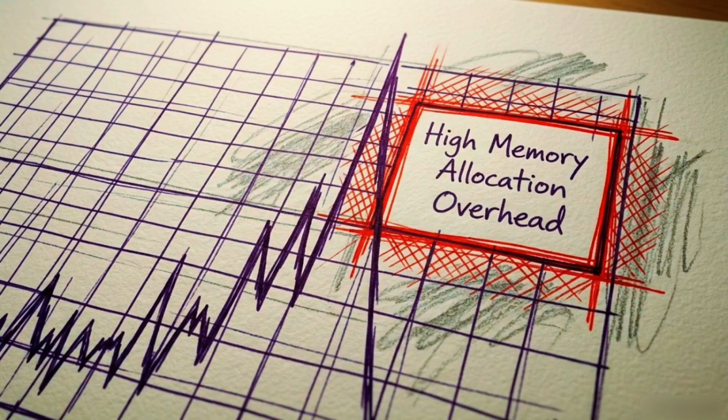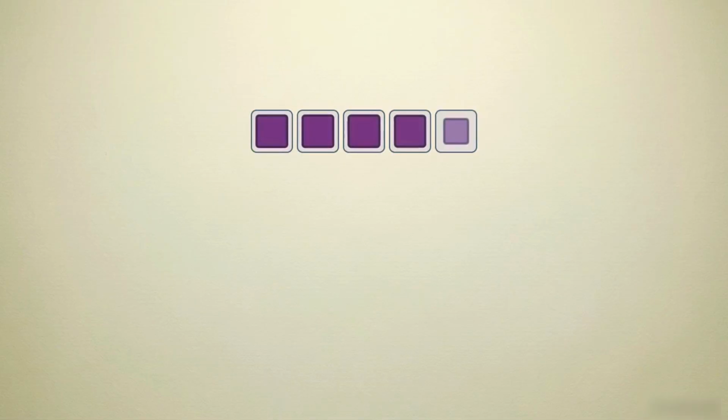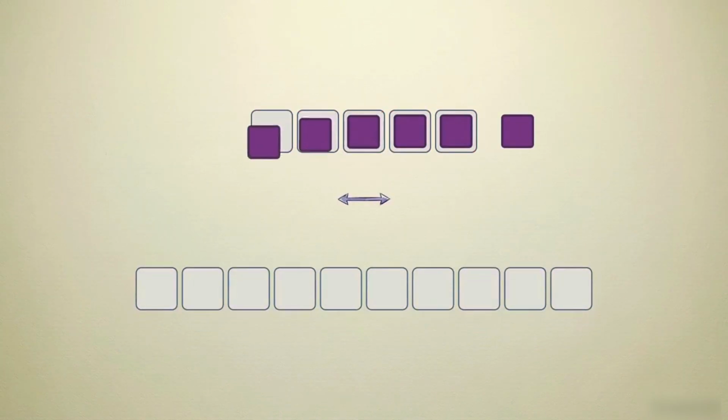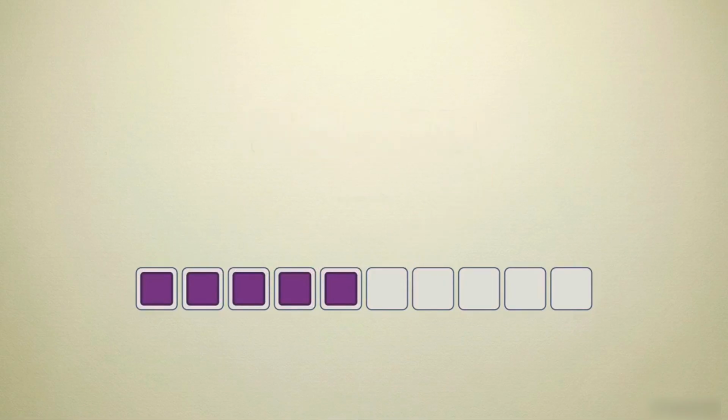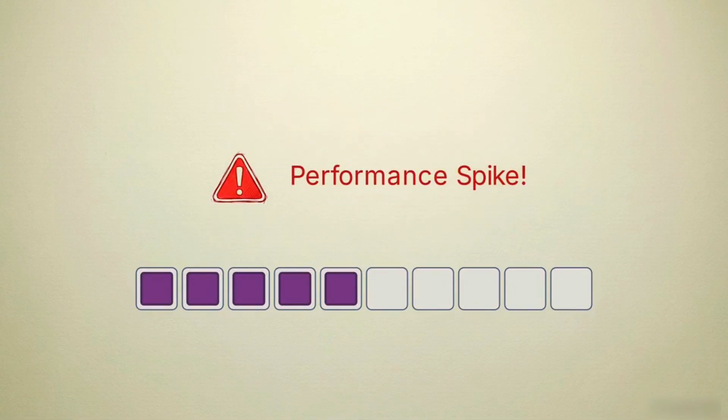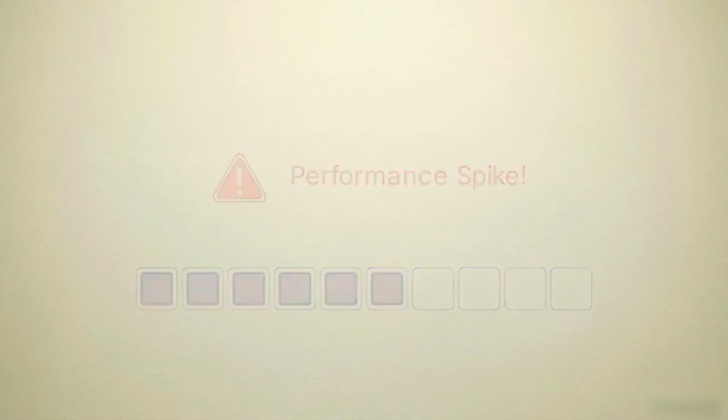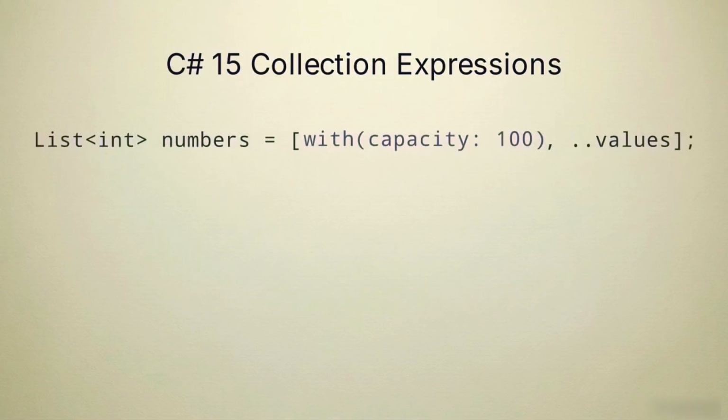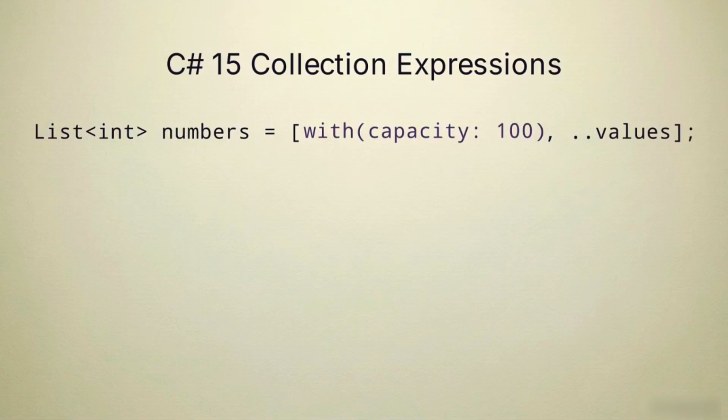Another major source of runtime friction: dynamic memory allocation in collections. When a dynamic array, like a list, exceeds its capacity, it must allocate a new, larger block of memory and copy all existing data over to the new location. In high-scale processing, dynamic reallocation causes performance spikes. C#15 fixes this with collection expression arguments.